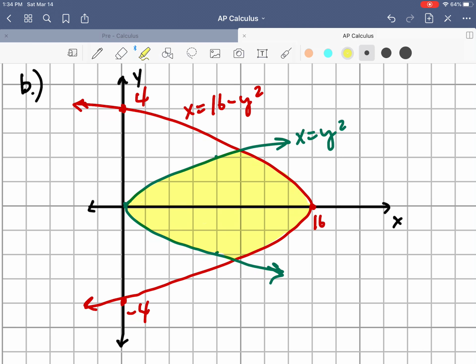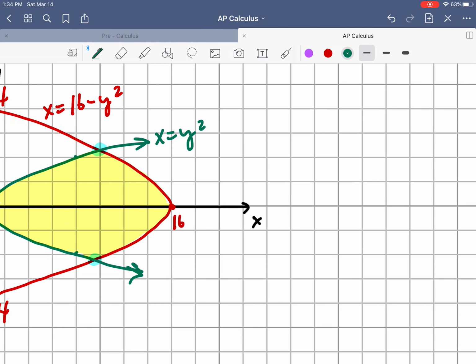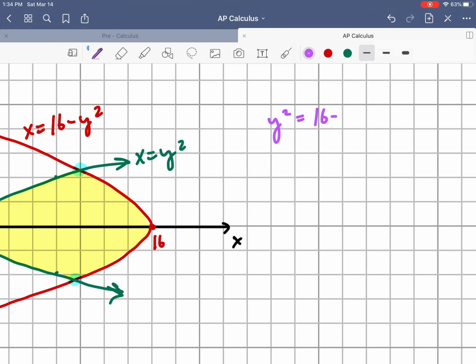So instead of going from this point of intersection down here to this one up here, we're gonna go from 0 to this point, this one here. So now we need to find it. To find it, we need to set the equations equal to each other. So here we go. So it'll be y squared equals 16 minus y squared.